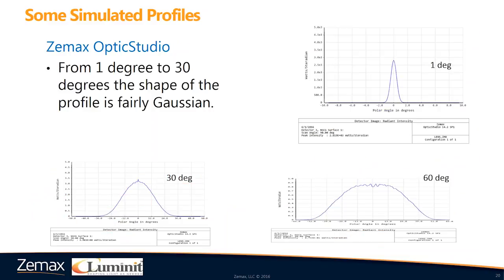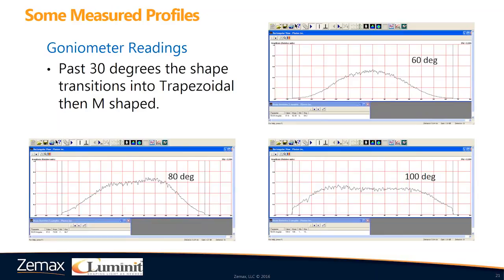So this is our model. You can see that the shapes of the model are also very close to our measured values. So this is what I'm talking about when I say it emulates our product. And you can see on our models also that the Gaussian shape is there for 1 degree through 30 degrees, but as you transition away from 30, it starts transitioning away from the Gaussian profile.